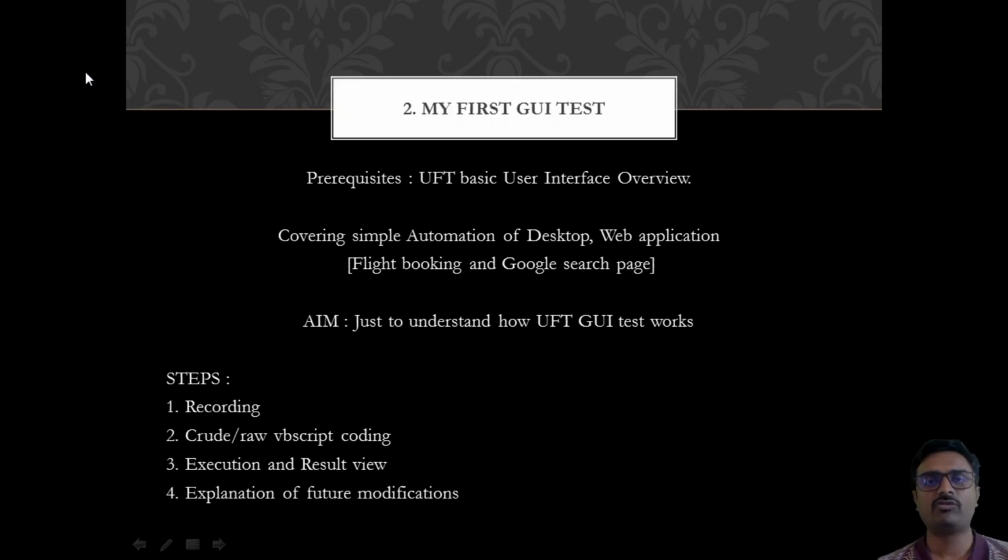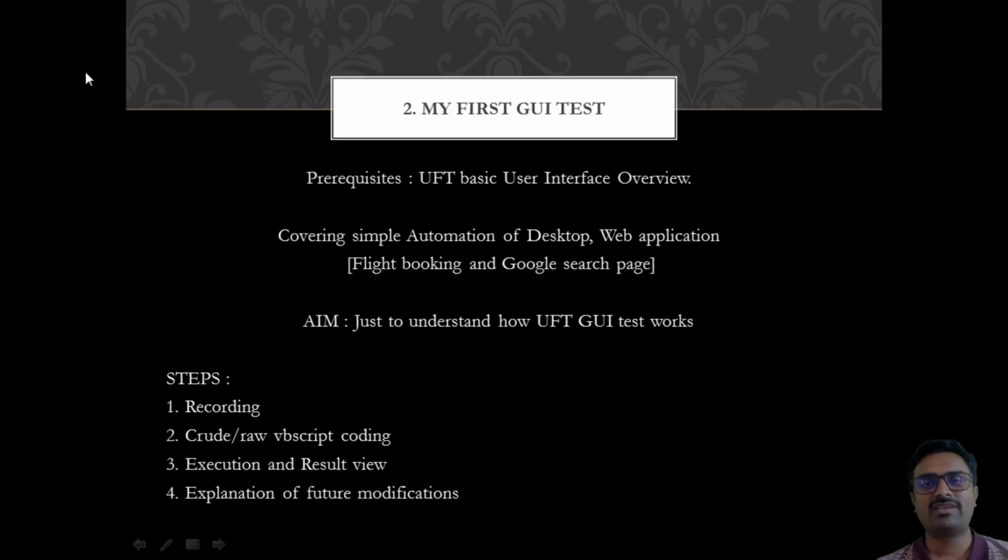For desktop, we will be looking at the Flight Reservation application, which comes bundled with the UFT installation. And for web, we will be searching for UFT One on Google. Our aim is just to understand how UFT works and how the Run Result Viewer looks. This is just an overview of creating one simple test case, plus execution and verification in the results.